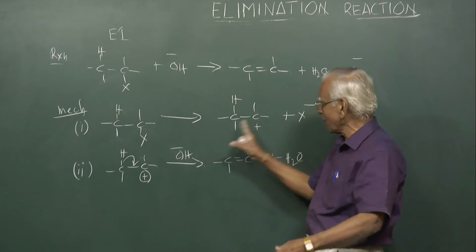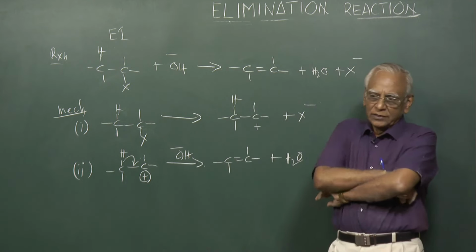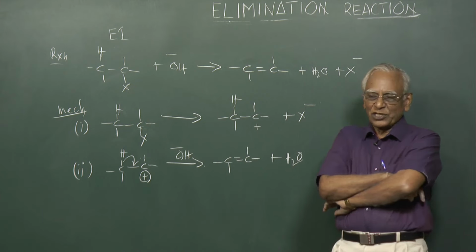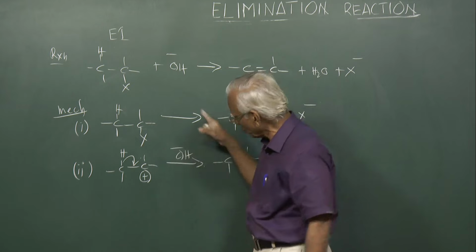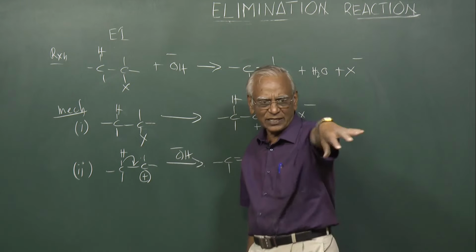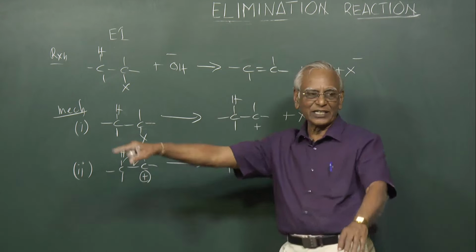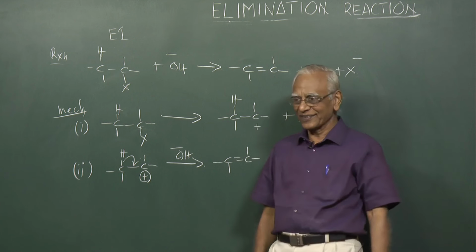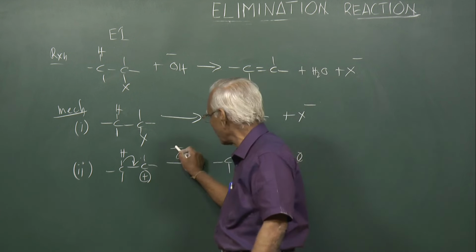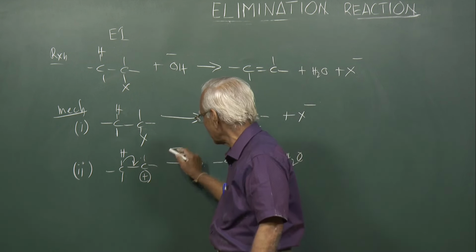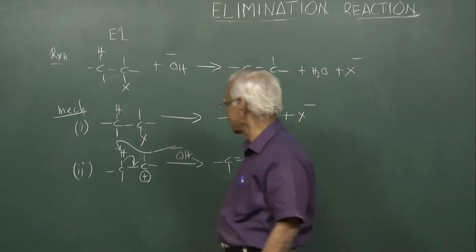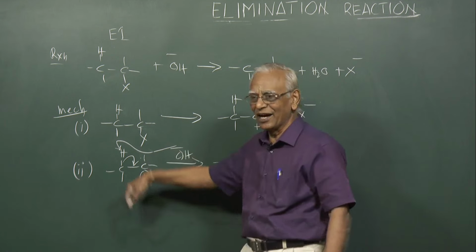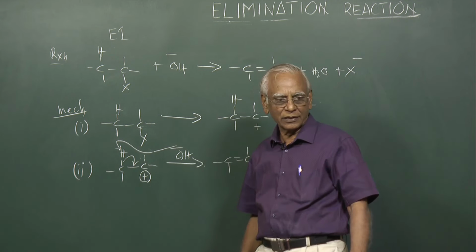It waits for the formation of carbocation. It remains as a spectator ion to start with, because it is not taking part. There is no collision between this. When does it collide? The moment a carbocation is formed, it starts colliding. Now what happened? It is going to abstract. Now look at this. The OH minus ion now waits for the moment.